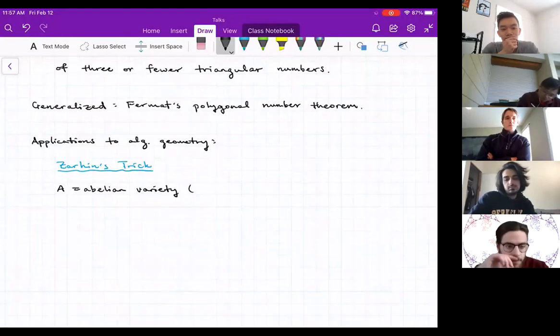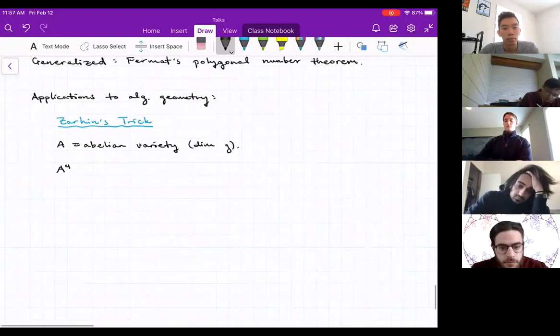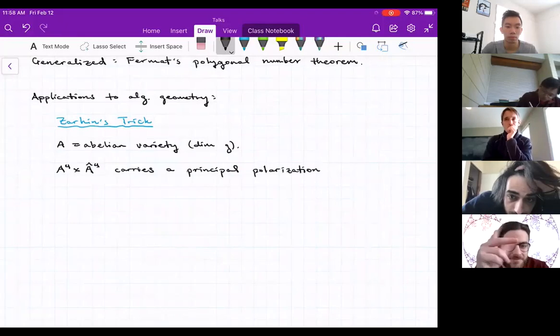In this case, an abelian variety is, think of it like a complex torus. It's a special sort of complex torus, of complex dimension g. So you can take A to the power 4 and take its product with the dual torus to the power 4. This carries a principal polarization. This thing is also an abelian variety, also a complex torus, but now it has dimension 8g.